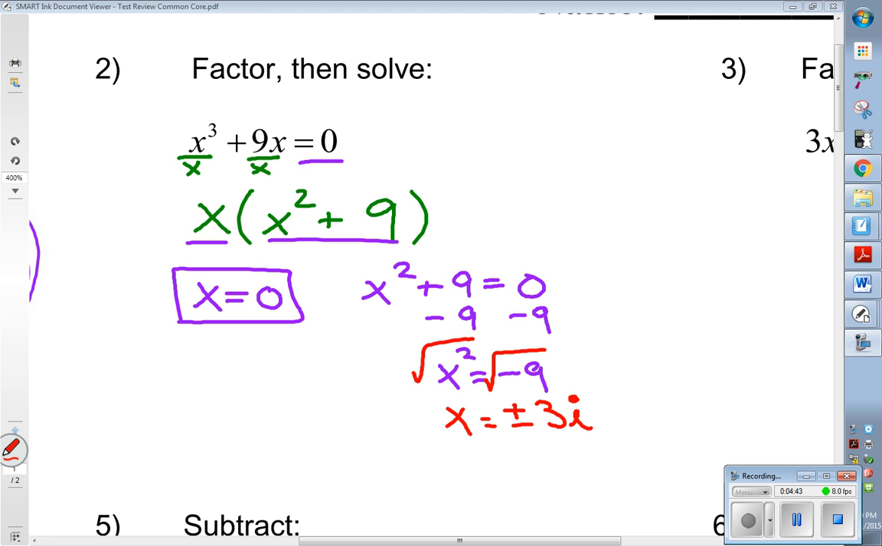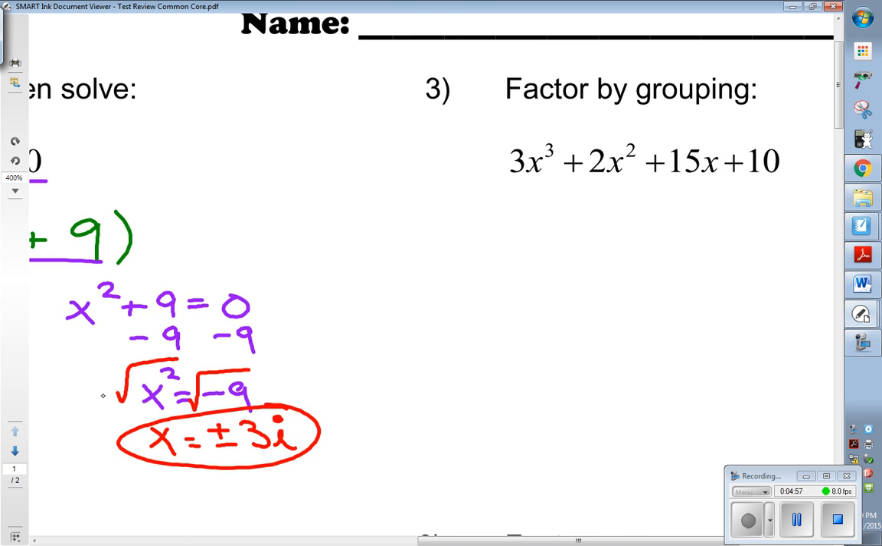So my 3 answers to this problem, and I knew there were going to be 3 answers because it was x cubed. Okay, because of the cube up there, that tells me I have 3 answers. 1, and then plus or minus 3i. That gets me my other 2 answers.